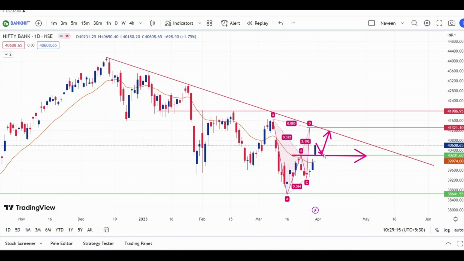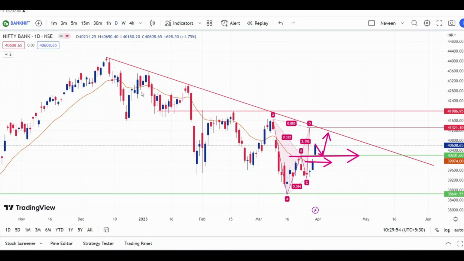If at all index breaks this 40,200 level, then our first target on the downside will be this level 39,600, this swing low, and the second target will be 39,000, and the third target will be 38,641. But our high probability trade is, even if index tests 40,200, we will start to build a long from here, keeping a small stop loss of around 50 to 100 points, that is near 40,100 or something like that. We can build a long from this 40,200 level for the targets of 41,000 and 41,321.